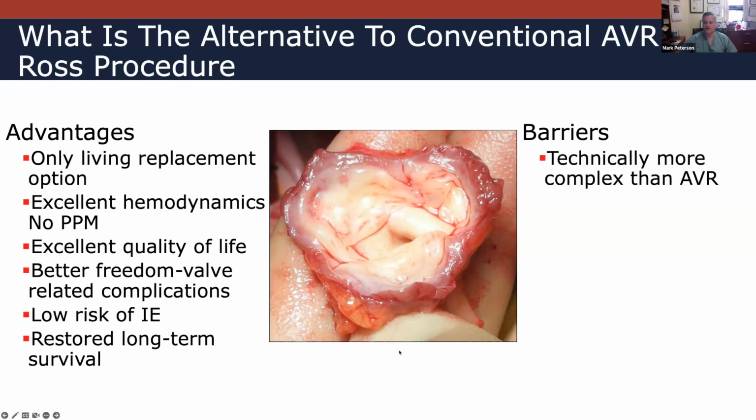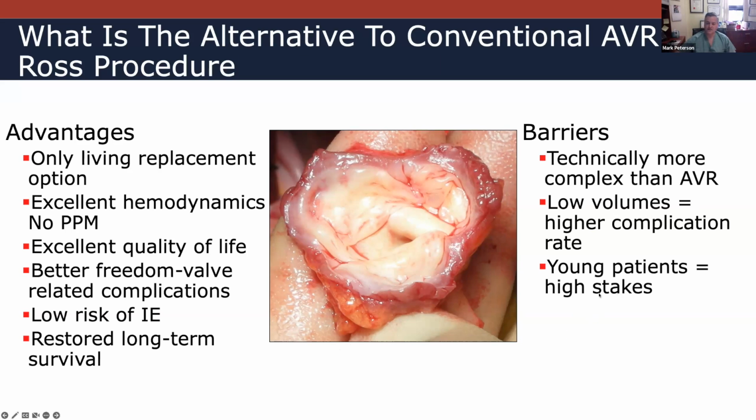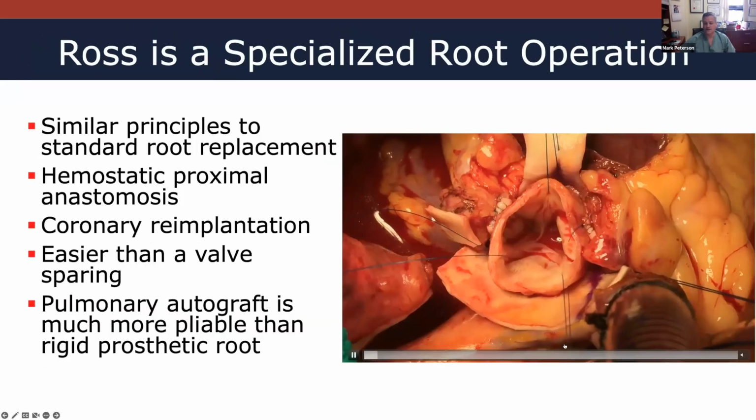What are the barriers? Well, obviously, instead of a 2-hour operation, it's a 4 to 5 hour operation. It's technically much more demanding with many more steps than a simple AVR. Centers that do this at low volume have a higher complication rate. And if that complication rate is high enough, then it actually negates the benefit of doing the Ross in the first place. Young patients equals higher stakes. So you've got a young 35-year-old mother of one who wants to have children. The tolerance for errors and complications, stroke, death, etc., is close to zero.